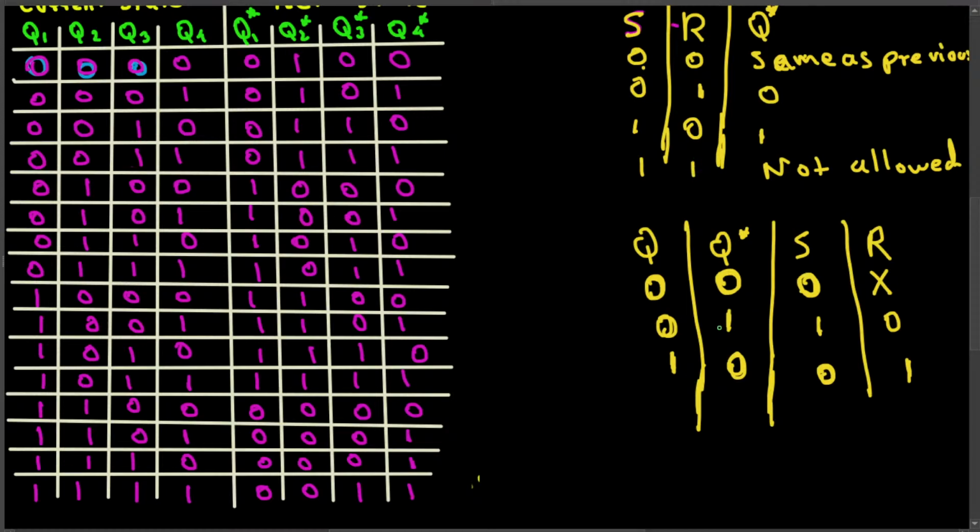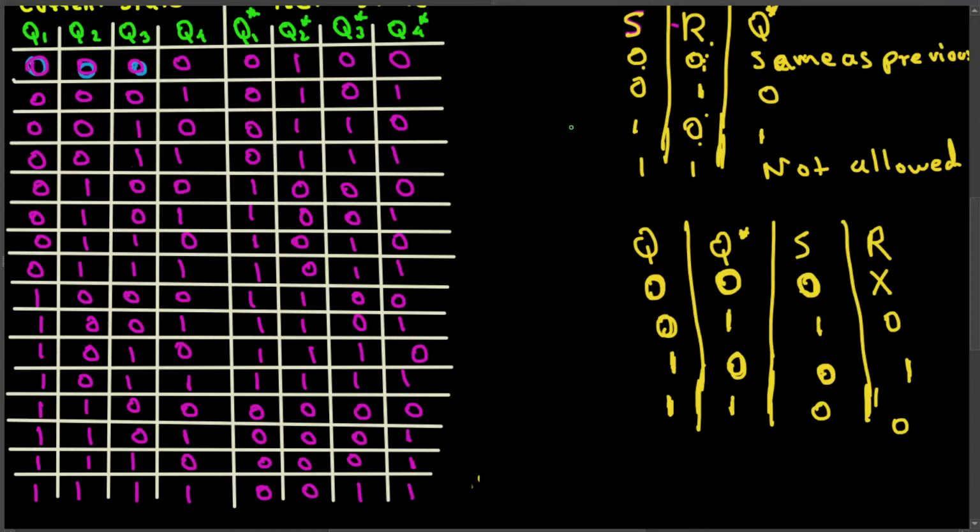Let's look at the next one. If you want the Q next to be 1 when the Q is 1, what's the possible way? That's the same as previous. When S and R are 0, it's going to give us the same as previous. And also when S and R are 1, 0. So S doesn't matter. S can be 0 or 1, as long as R is 0, we are getting a 1. So that's going to be 0 0 right here. So this is our truth table for the SR flip-flop.